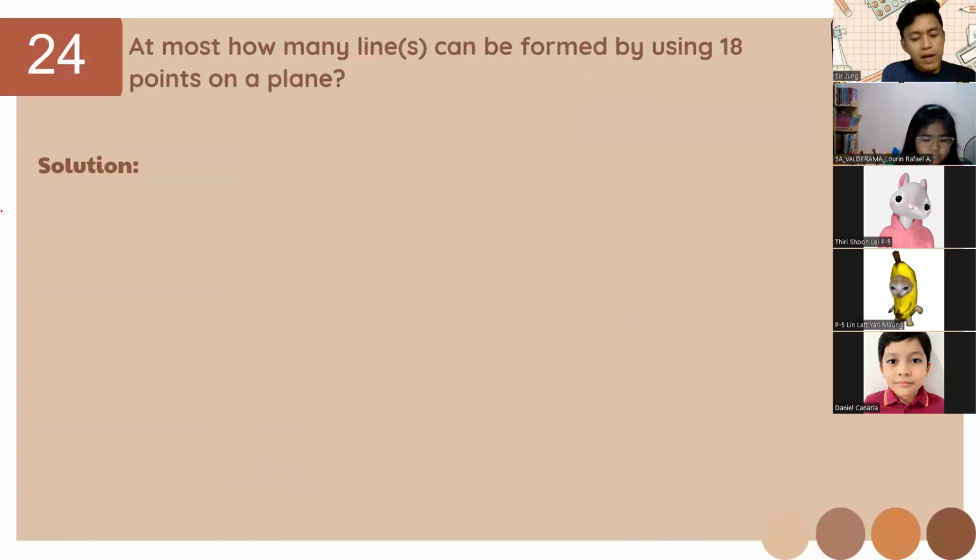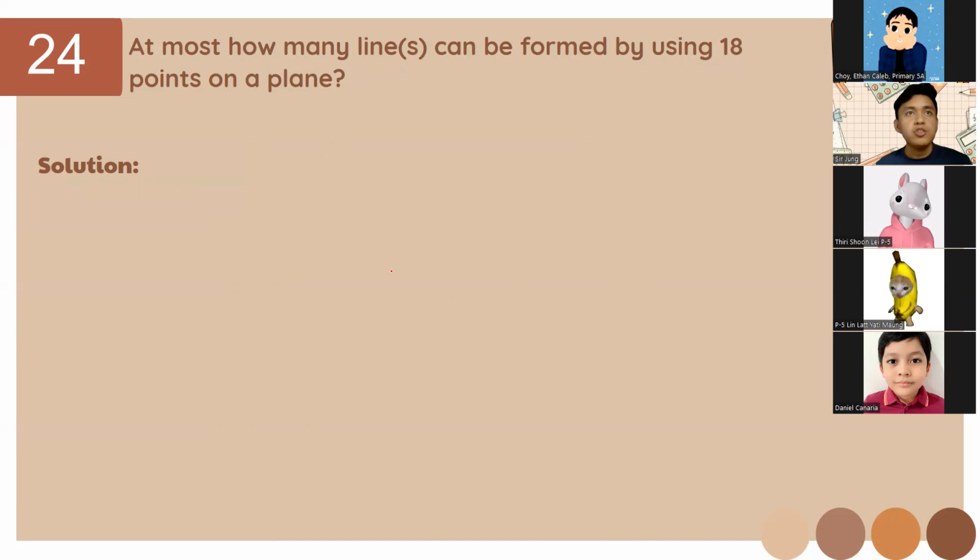So at most, how many lines can be formed by using 18 points on a plane? So anyone who knows to answer this? Okay, Mr. Ethan wants to answer this. You can start annotating.